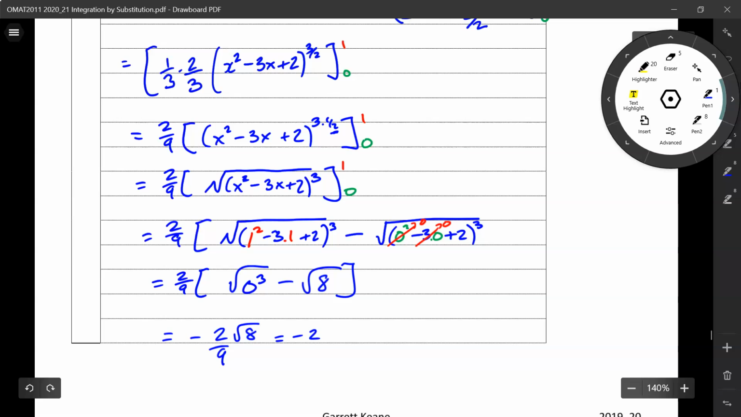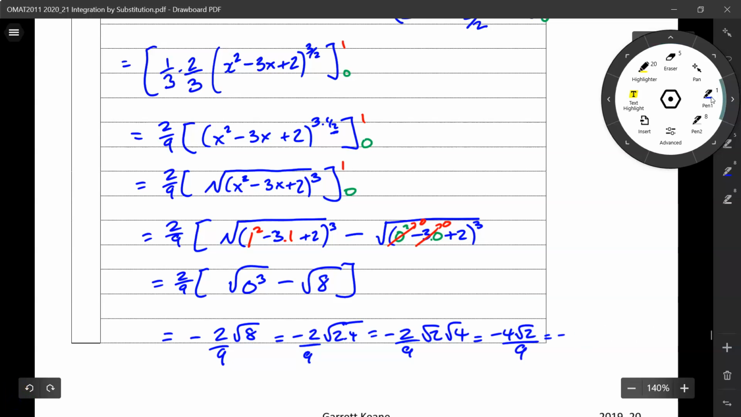And we can split that into minus 2/9 times the square root of 2 times 4. And this gives us minus 2/9 times root 2 times the root of 4. Of course, the root of 4 is equal to 2. So it gives me minus 4 times root 2 over 9.